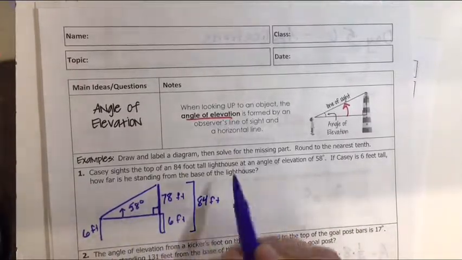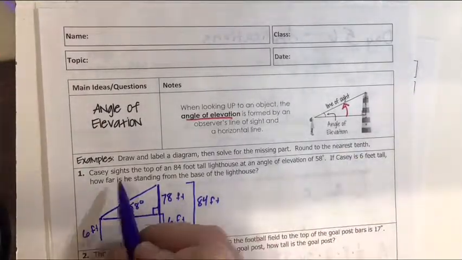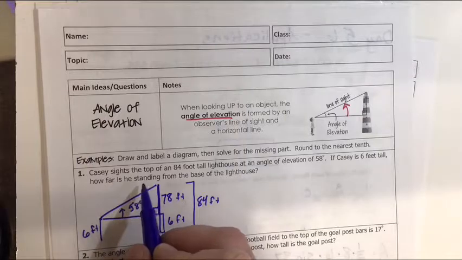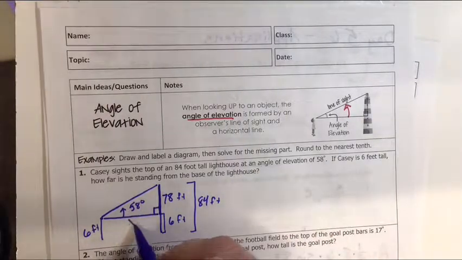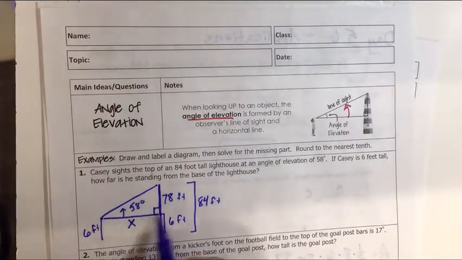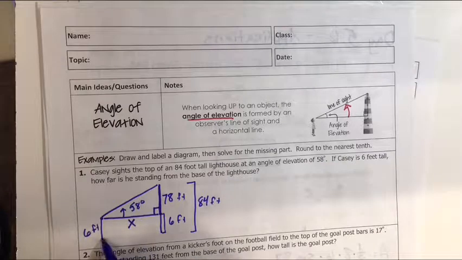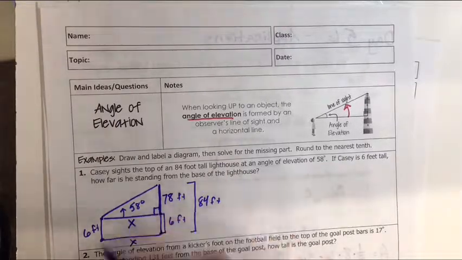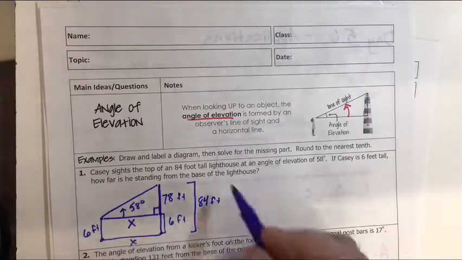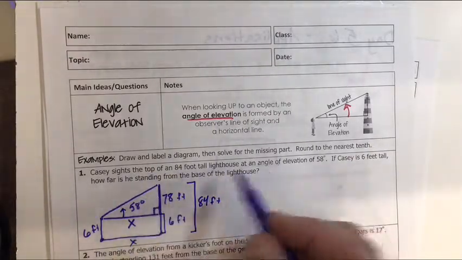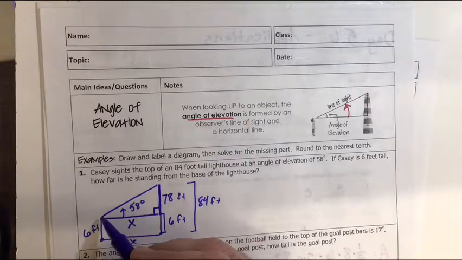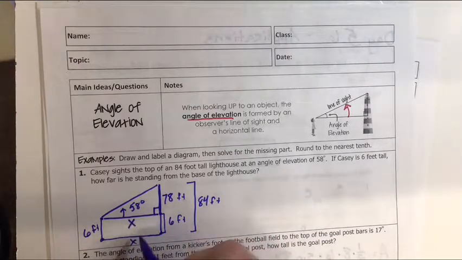Okay? And so what they ask you for is how far is he standing from the base of the lighthouse. So we're looking for this, because that length from his eyes to the lighthouse is the same as from his feet to the base of the lighthouse. So this is a very complex drawing, but the problem gives us everything we need. And notice that his line of sight, we're not actually measuring that, we're measuring this horizontal distance. So that's our x value.